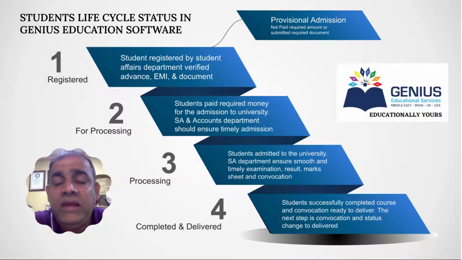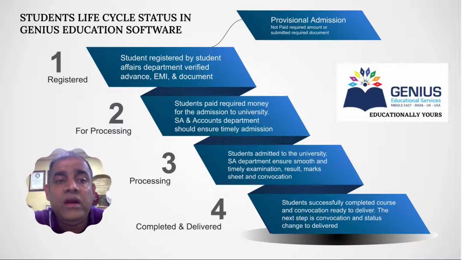This provisional admission status means they didn't make the required payment and sometimes also didn't submit the full documents. So provisional status is all about payment not made or proper documents not submitted. Then the real status, where the life cycle of the student with Genius Education starts, is the registered status. Registered status is where the real engagement begins with the student affairs team, our SA team.